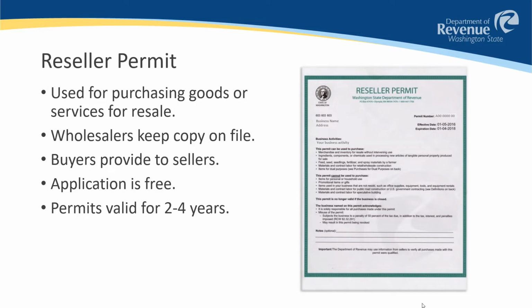Your permit may be limited to 2 years if you are a contractor, or if your business has been open for less than 12 months, or if your business has not reported income in the last 12 months.